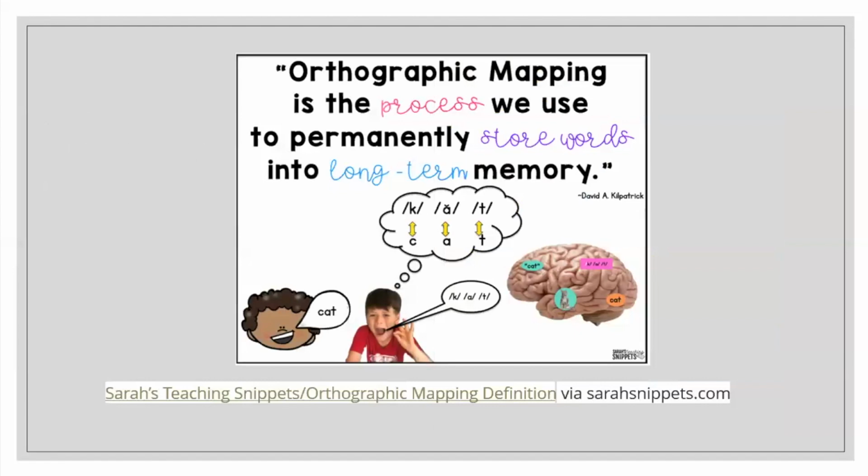Orthographic mapping is the process we use to permanently store words into long-term memory. This would apply to both reading and spelling. So you should include activities to develop the orthographic mapping process. The brain needs to connect the phonemes or sounds to the graphemes, letters or clusters of letters. There are many different activities that support this process. Here are a few examples.